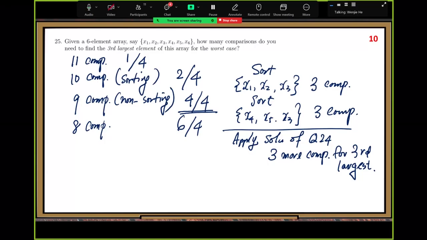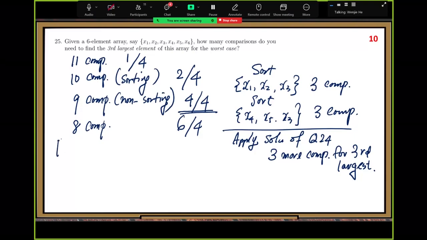Then the 8 comparisons is a little challenging, but I gave you an example related to this question. The example I gave you: find the median of a 5-element array. But remember, in the hint, I pointed out one important fact, and some students missed that. So the fact I pointed out in the hint video.